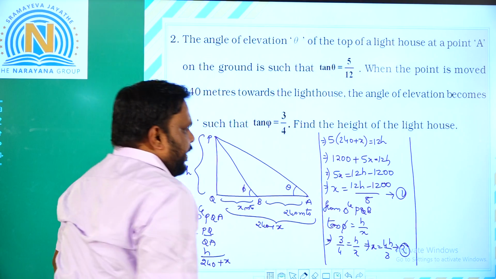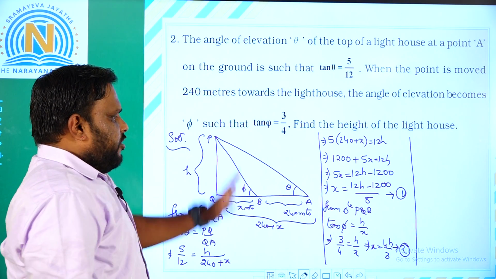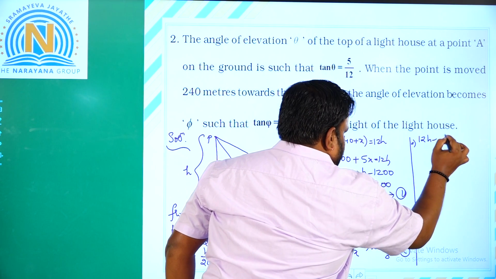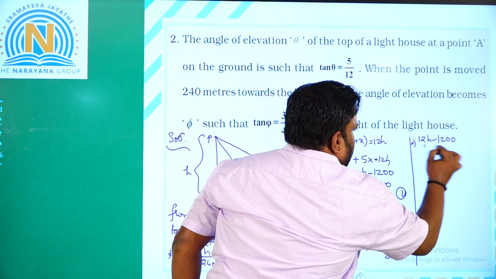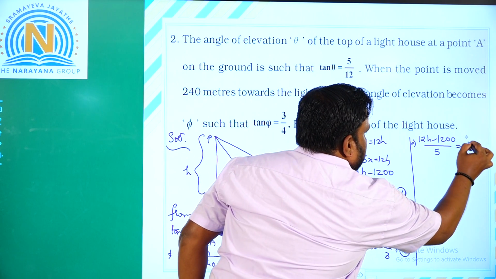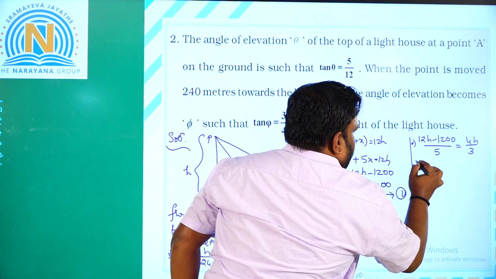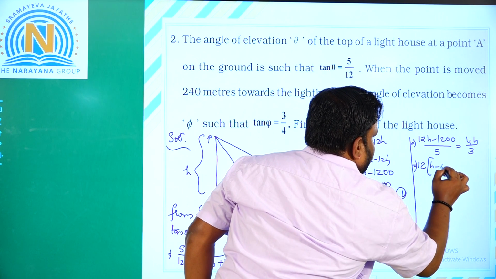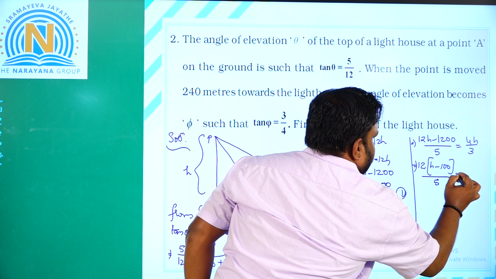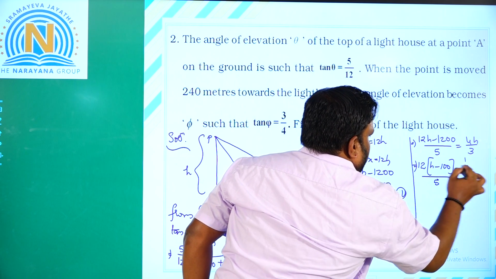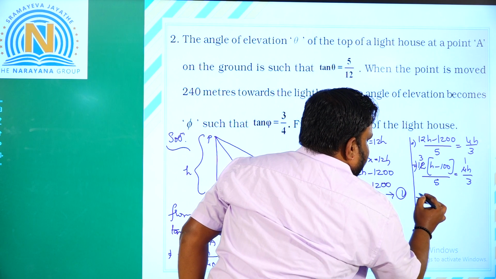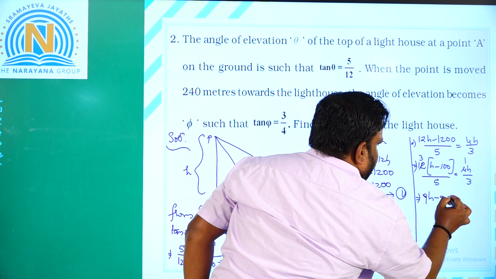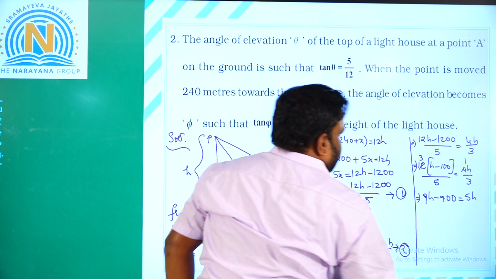If you observe properly, in equations 1 and 2, both cases LHS is same. So you can equate RHS directly. So what I will get from this part? (12h minus 1200) by 5 is equal to 4h by 3. From the numerator take 12 common. So when you take 12 common, 12 times (h minus 100) by 5 is equal to 4h by 3. So 4 one time and this 12 3 times. On cross multiplying them, you are left with 9h, 3 into 3. 9h minus 900 is equal to 5h.